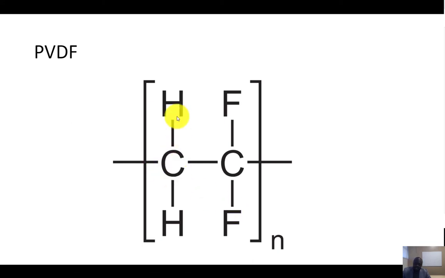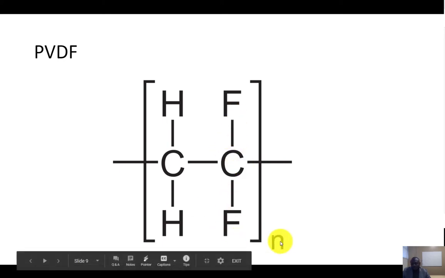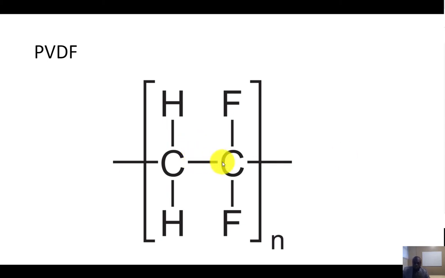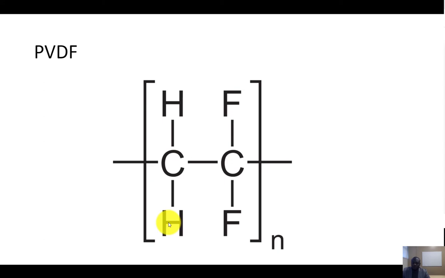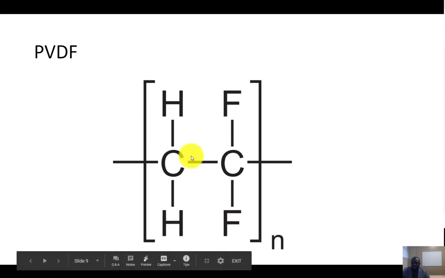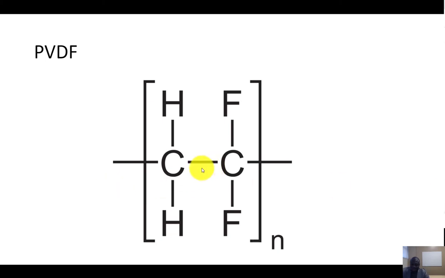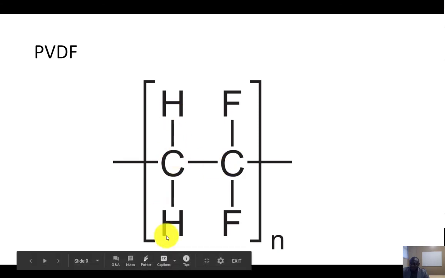Well, we have C, we have HH, we have C, we have FF, we have poly. So anytime you have C double bonded to C and H2, that will be a vinylidene group. So this C and this CH, vinylidene group. So this is polyvinylidene difluoride. So 2 fluorine atoms, difluoride.